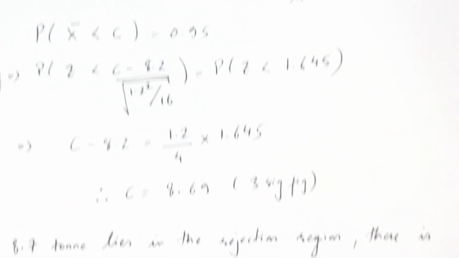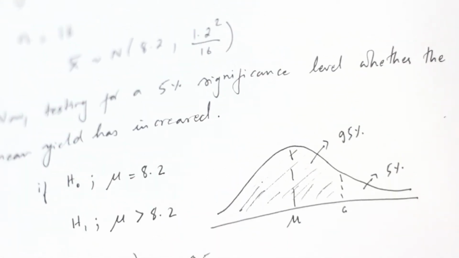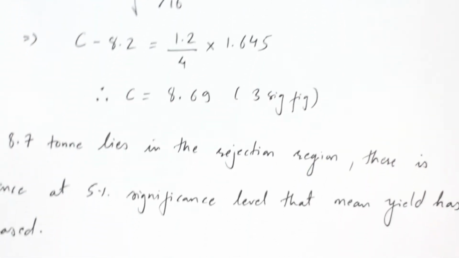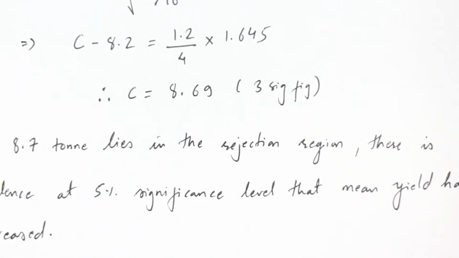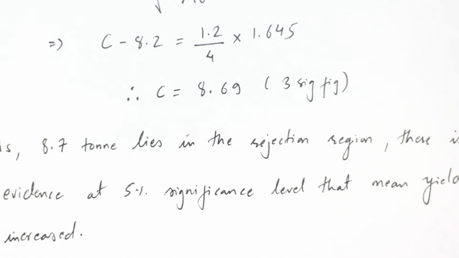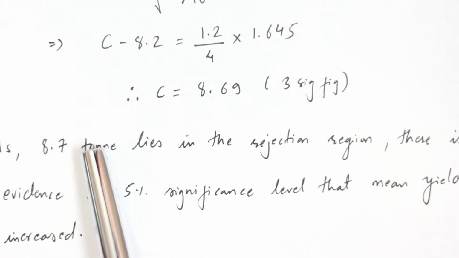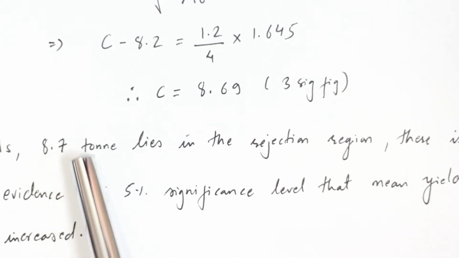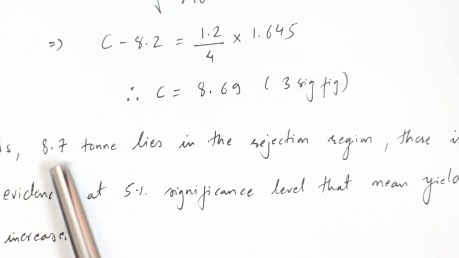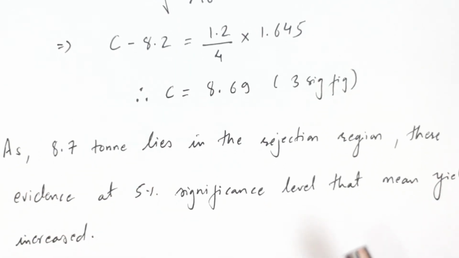So what we're basically saying is the mean yield of the crop has increased if we look at 5% significance level test. Okay, because this lies in the rejection region, so we have to reject the null hypothesis, which if we reject the null hypothesis means, of course, the mean has increased. We have to write it in a wording like this when we're looking at the hypothesis test.